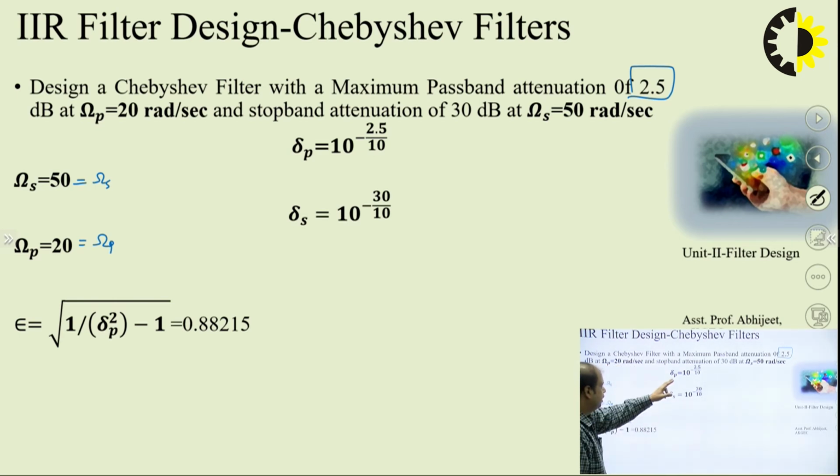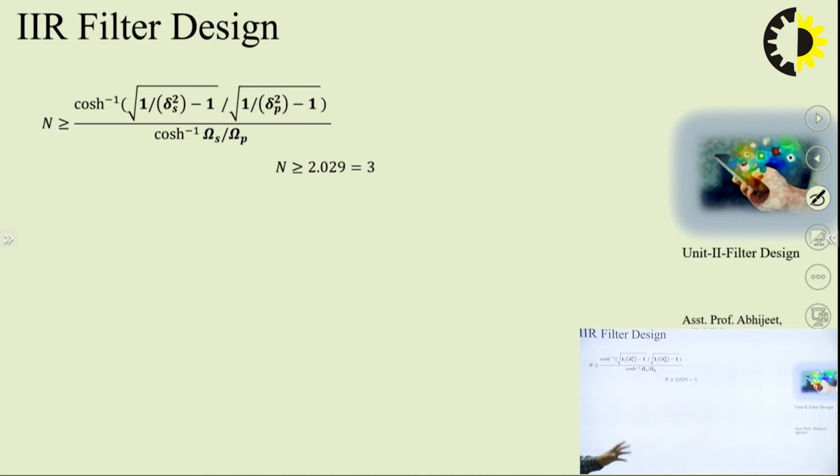If I have omega p, omega s, delta p and delta s, I can calculate directly what will be the epsilon, because I only require epsilon and n. I require two quantities. So epsilon is equal to square root of 1 upon del p square minus 1. Del p we have evaluated. So epsilon comes out to be 0.88. That is the eccentricity of this filter.